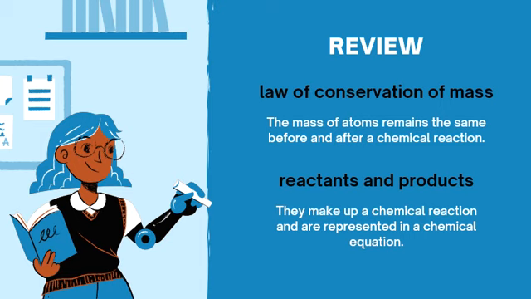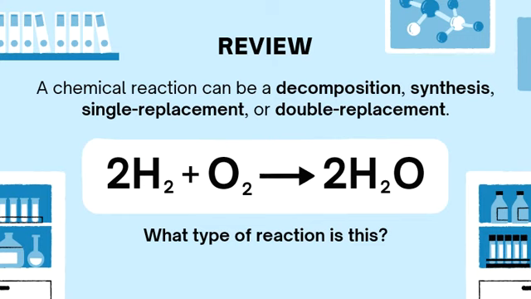Let's review. Law of conservation of mass: the mass of atoms remains the same before and after a chemical reaction. Reactants and products make up a chemical reaction and are represented in a chemical equation. Here you can see the review. A chemical reaction can be decomposition, synthesis, single replacement or double replacement.